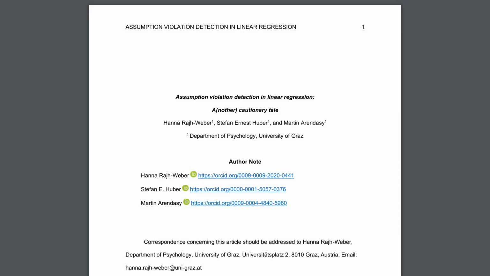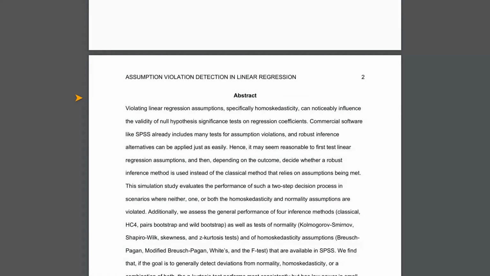The abstract tells us violations of these assumptions, especially homoscedasticity, can really mess with the validity of your findings. They noticed that software like SPSS already has tests for these issues and ways to get around them. So the common practice is to test for problems, and then, if there is a problem, switch to a more advanced method. This study wanted to see if that two-step approach actually works, especially when assumptions like normality and homoscedasticity are violated, or when both are violated. They also looked at how well different testing methods performed and compared 4 different ways to do the regression analysis itself, the classic way, and 3 robust ways that are supposed to handle problems better.